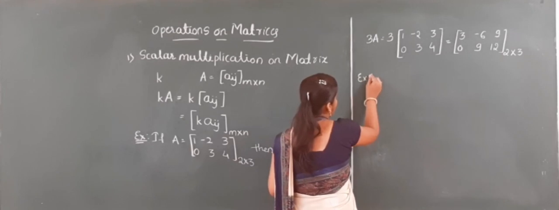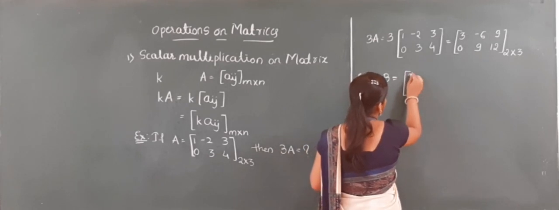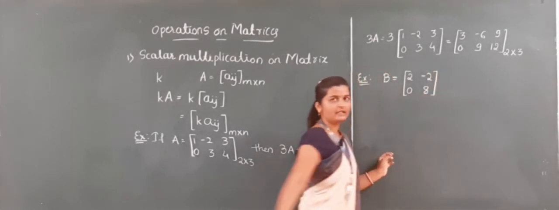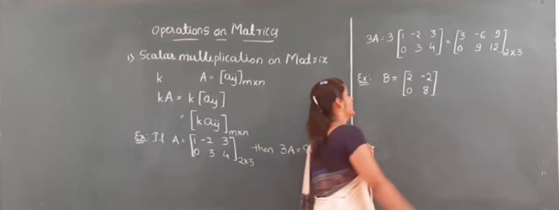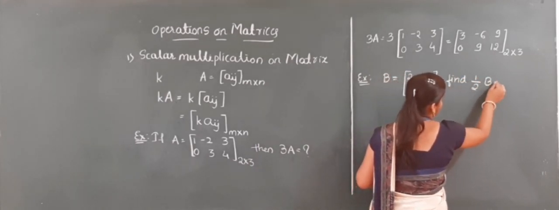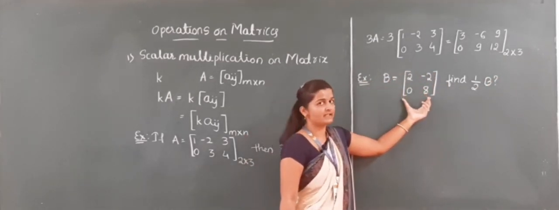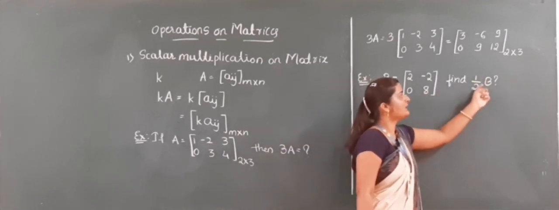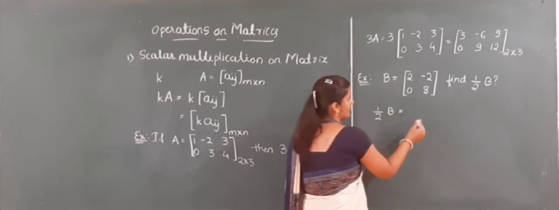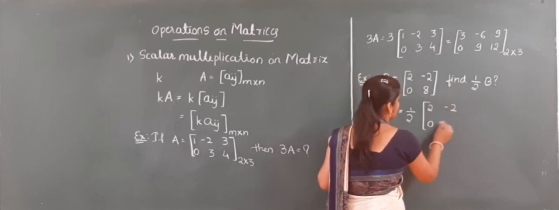For example, B is [2 -2; 0 8]. Find 1/2 B. So they asked, if B is like this, a 2 by 2 matrix, we have to find out 1/2 B. So here our scalar is 1/2 into B. So 1/2 as it is, and here [2 -2; 0 8].